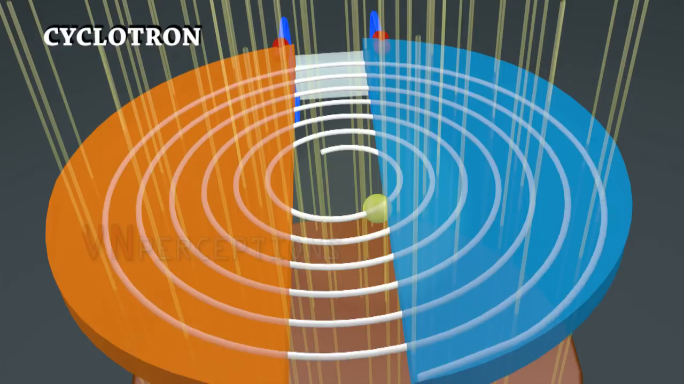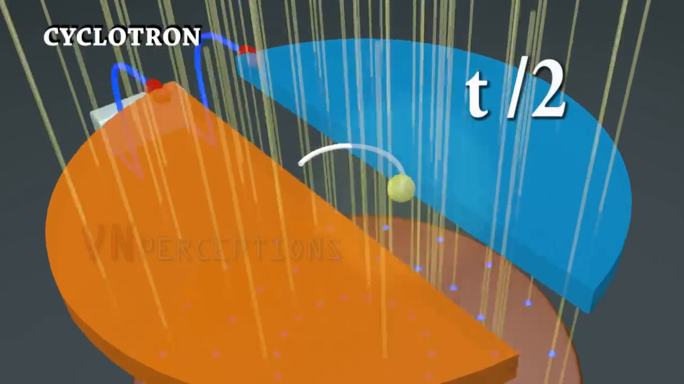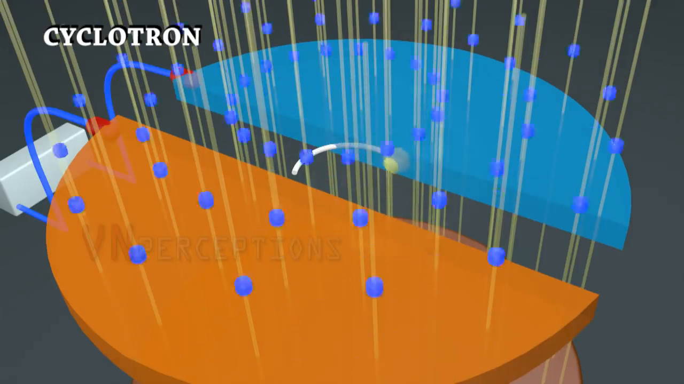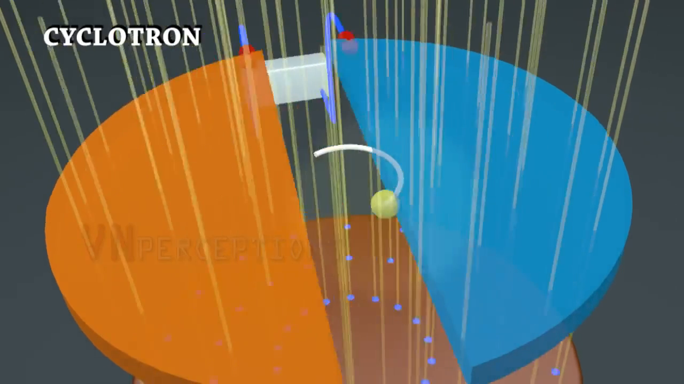The particle makes a semicircle and comes to the gap. The time taken is T by 2, because if the time taken to complete one circle is T, then the time taken to complete a semicircle would be T by 2. As soon as the particle comes to the end, it is influenced by the electric field.